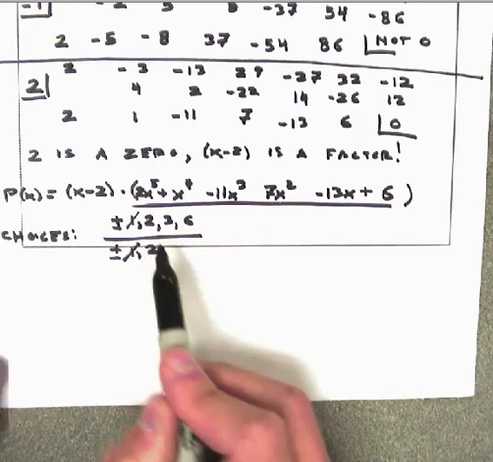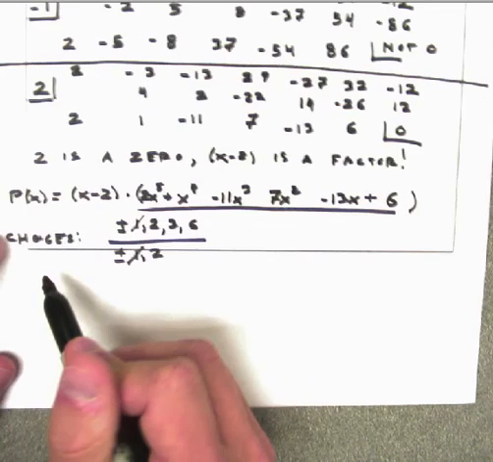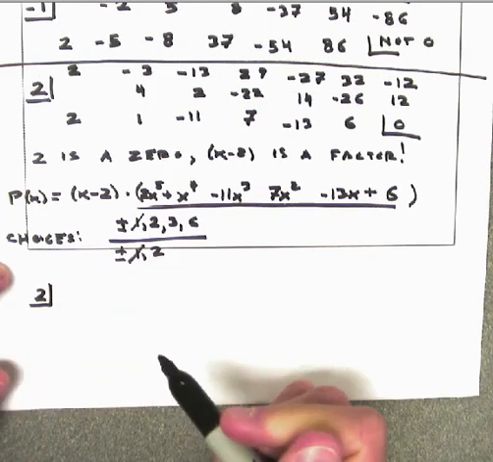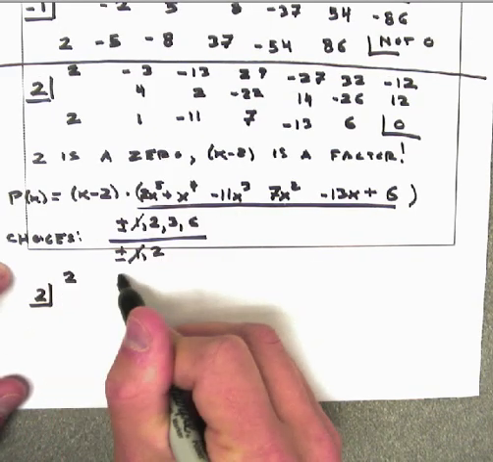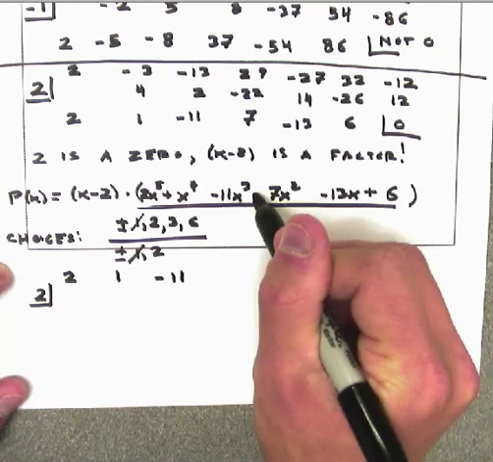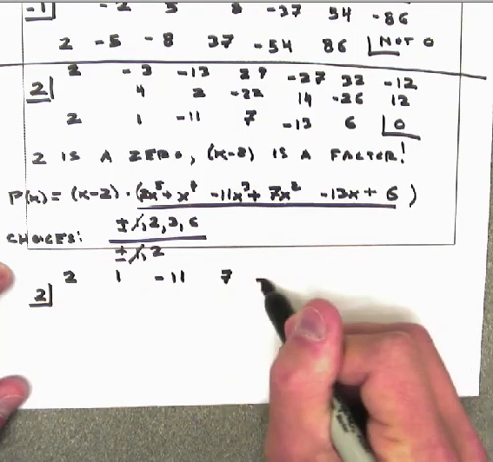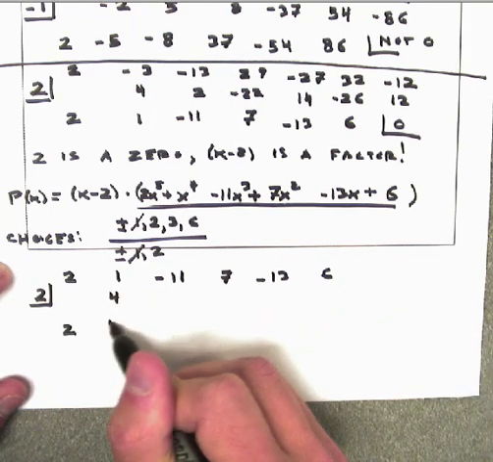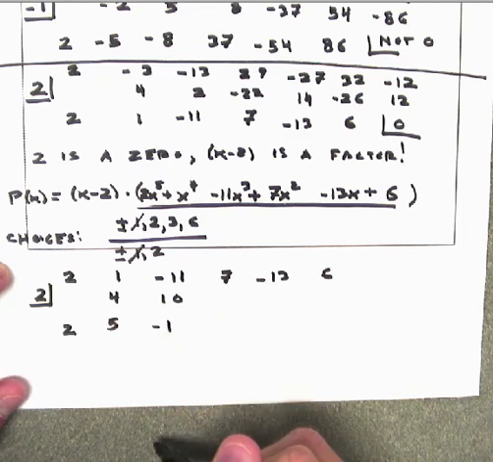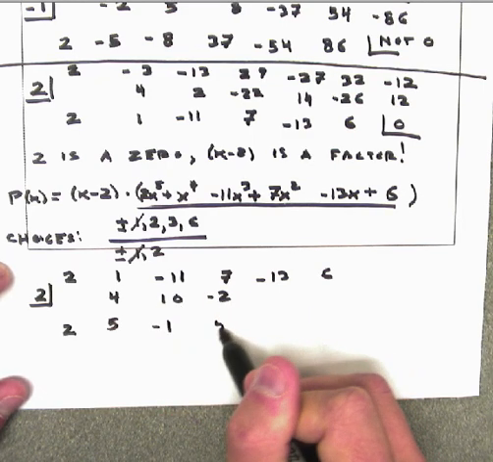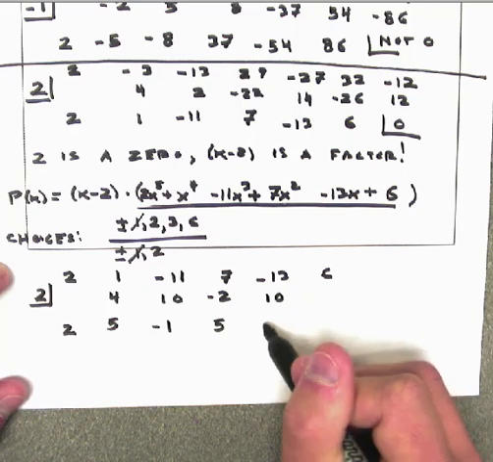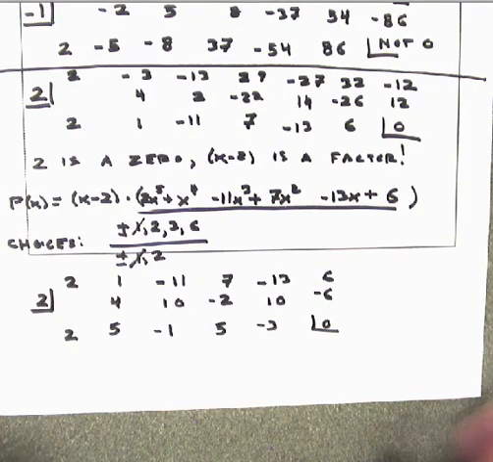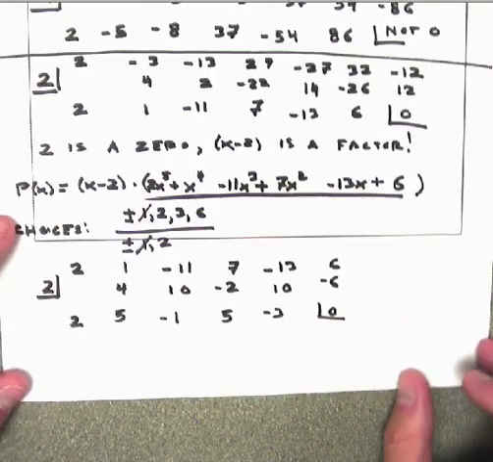to test. Okay, so I'm going to go systematic again, and I'm going to test 2 once again, because 2 might divide the new polynomial. I don't know. So let's do 2 on my new polynomial. My coefficients are 2, 1, minus 11, 7, minus 13, and 6. Bring down the first, multiply, add, multiply, add, multiply, add, multiply, add, multiply, add. I got a remainder of 0 again. So I'm lucking out on this problem here to find the good ones early.